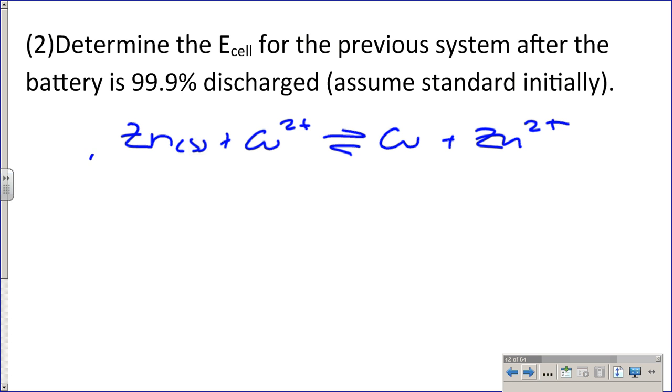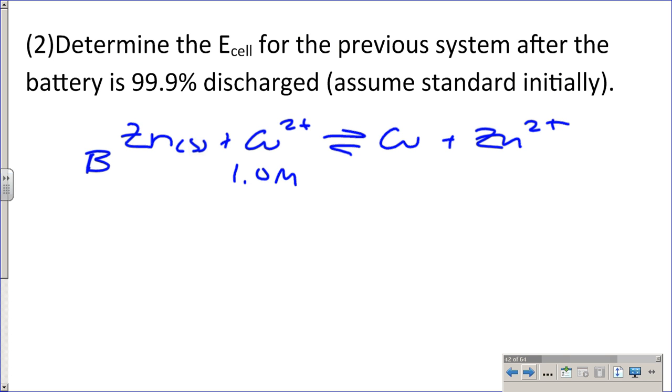Because initially, and actually, I know I wrote BDA, because in ICE tables, I normally use X's. We're not using X's. We actually literally know how much is changing by. So I'm going to go BDA, okay? So before the reaction occurs, assuming standard conditions, which of these are you actually concerned about? Of all four of these? The ions, thank you. The copper ion, 1 molar, because you can't have 1 molar solid.